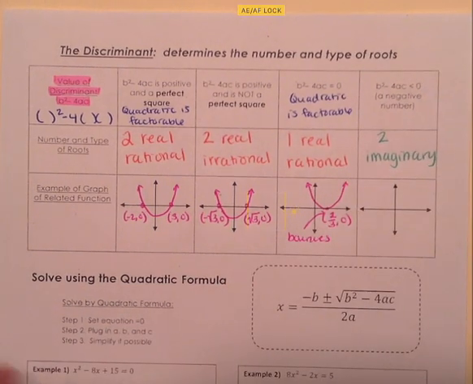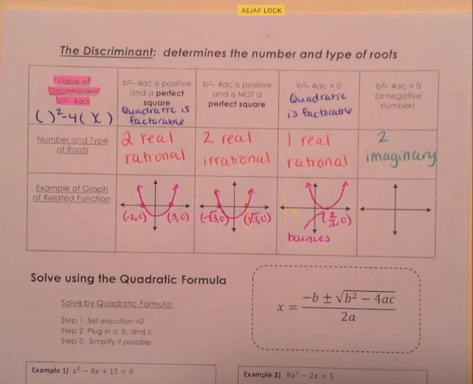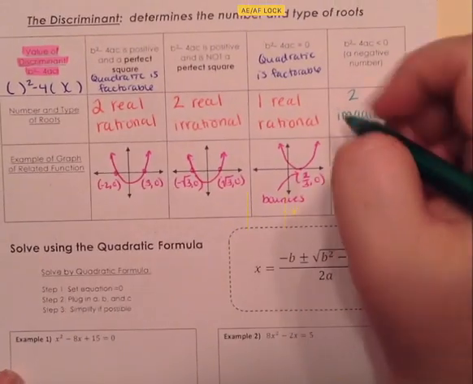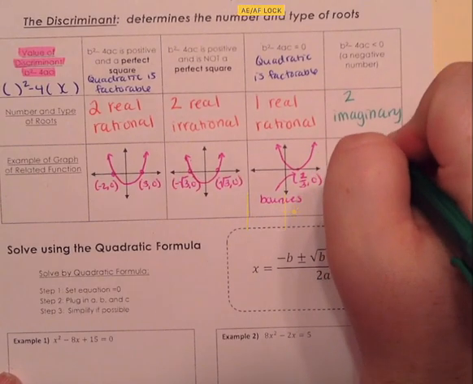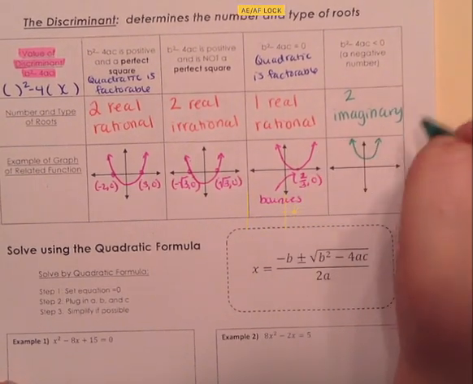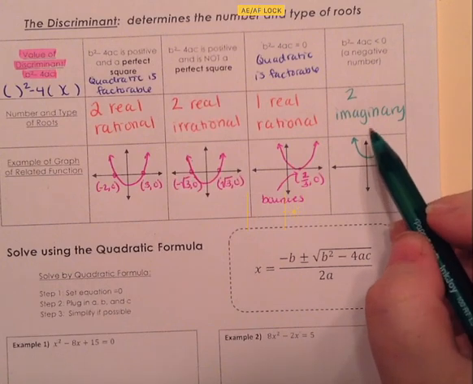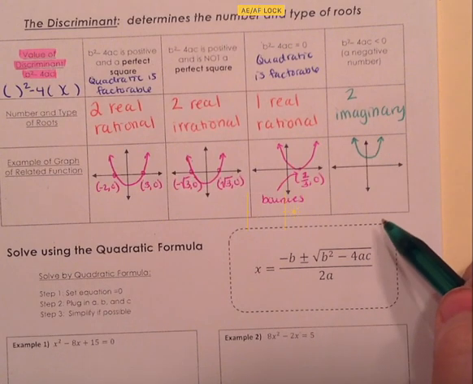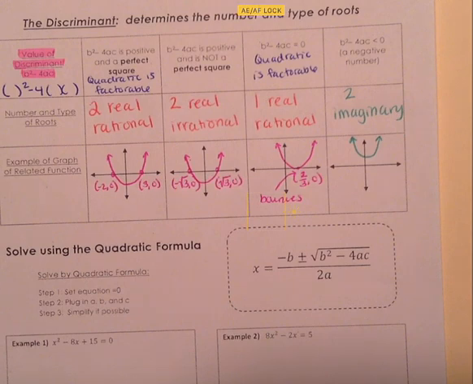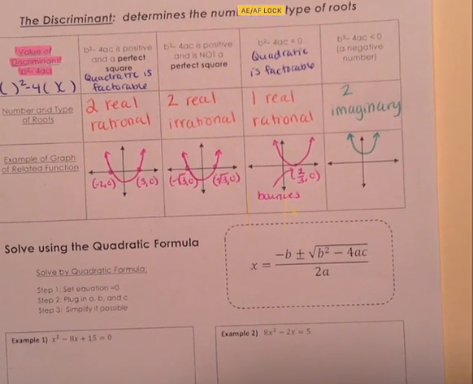Now, imaginary cannot be rational or irrational. It's literally just two imaginary. You can't change it. What that means is that your quadratic will not cross the x-axis at all. So it'll be a parabola with your vertex above the x-axis and opening up, or below the x-axis and opening down. So it will never cross the x-axis. This is when you have imaginary.